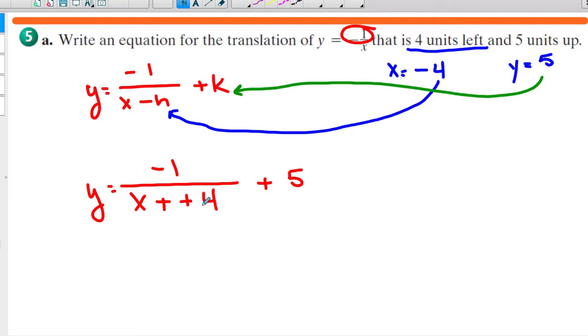We do not leave the answer with 2 pluses because that is not in simplest form. So then we have y equals -1 over x plus 4 and then plus 5.